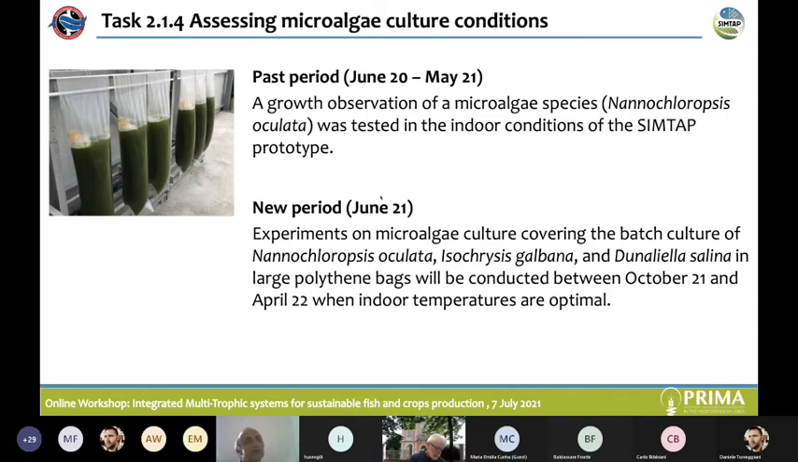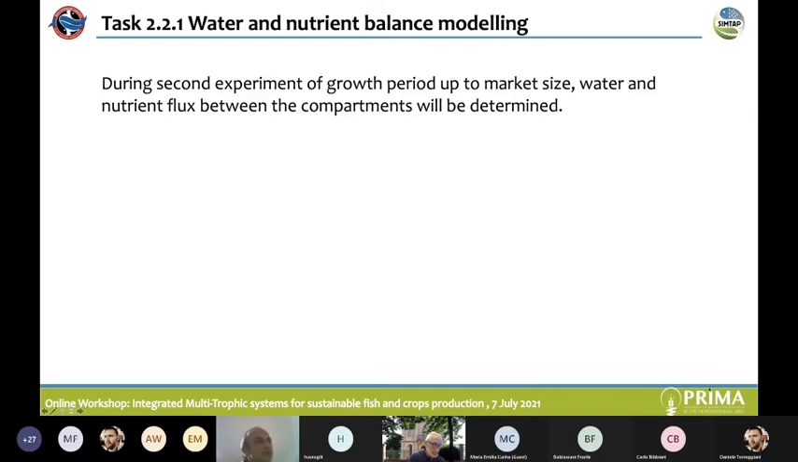Experiments on microalgae culture covering the batch culture and, as far as possible, continuous culture of Nannochloropsis oculata, Isochrysis galbana, and Dunaliella salina in polyethylene bags will be conducted between next autumn and spring. Another task, not an experiment really, is a monitoring period related to water and nutrient balance modeling in the SIMTAP prototype.